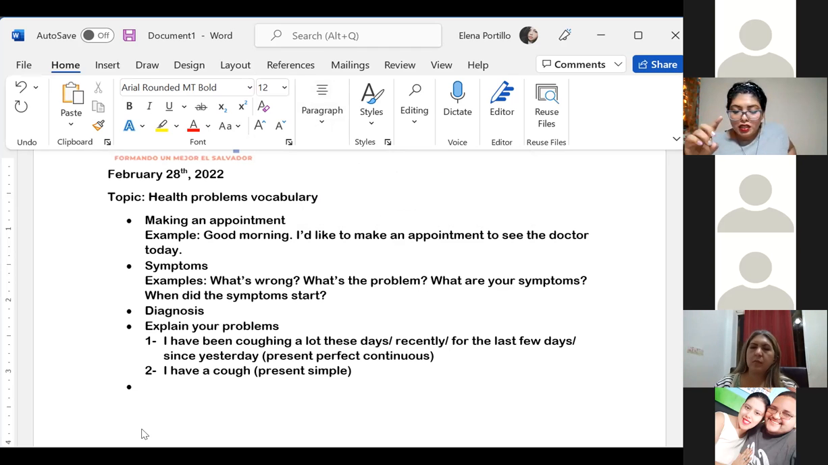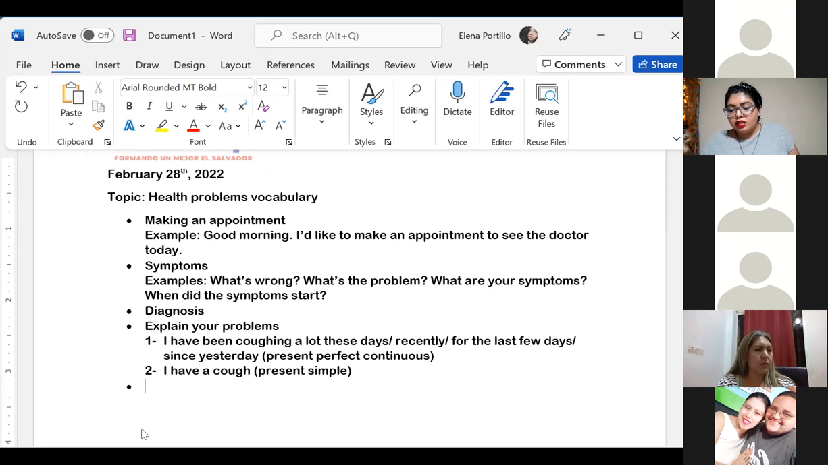The present perfect continuous is used to show that something started in the past and is still happening. We use I have been plus ing verb. Other examples of this form include, I have been sneezing, my head has been hurting, I have been having headaches, I have been feeling tired, I haven't been sleeping well. El presente perfecto continuo nos sirve para hablar de una acción que empezó en el pasado, que sigue pasando en este momento y que nos ayuda a explicar algunos síntomas que tenemos.